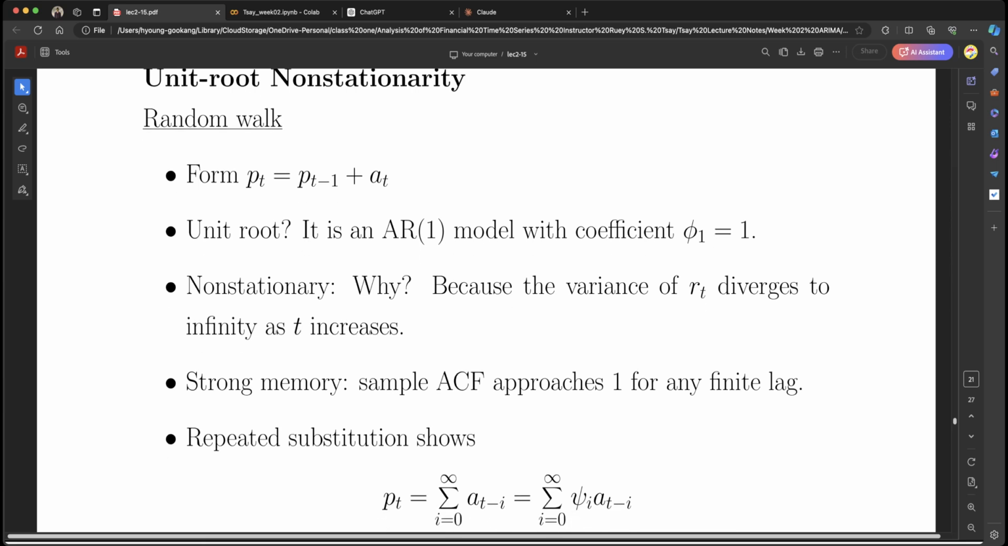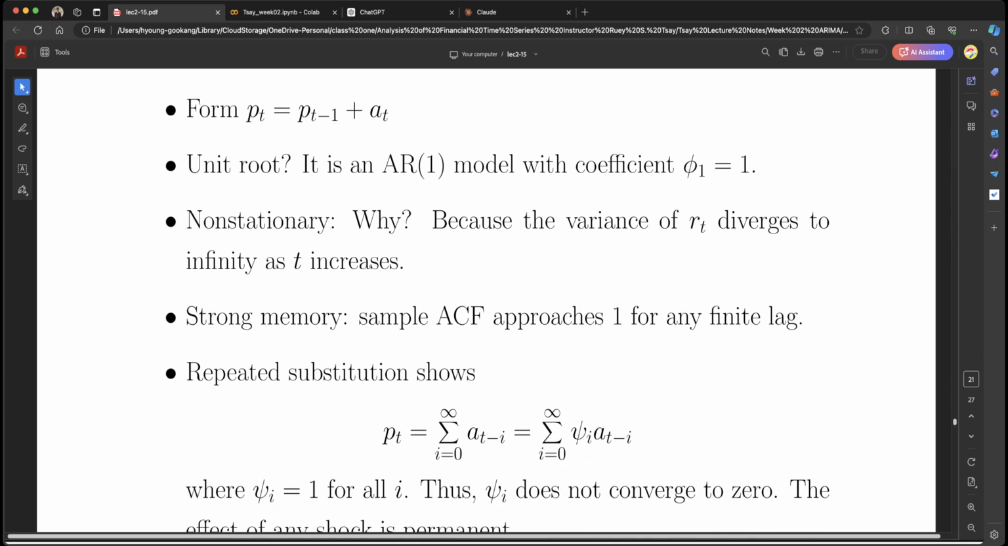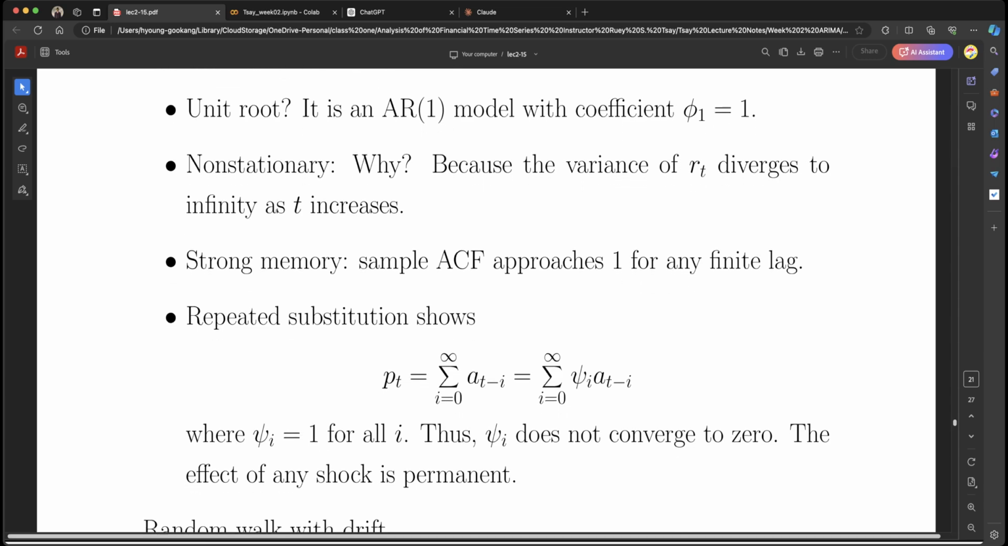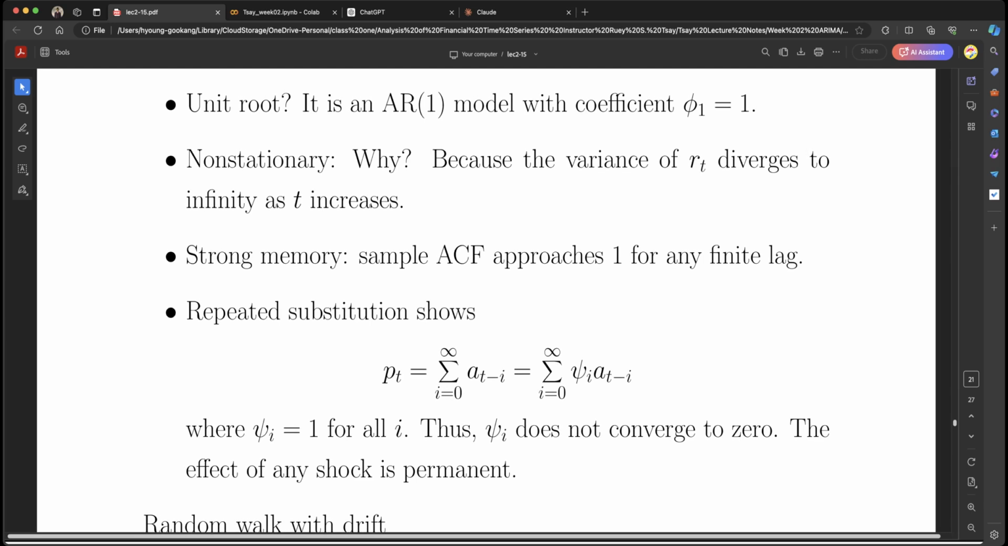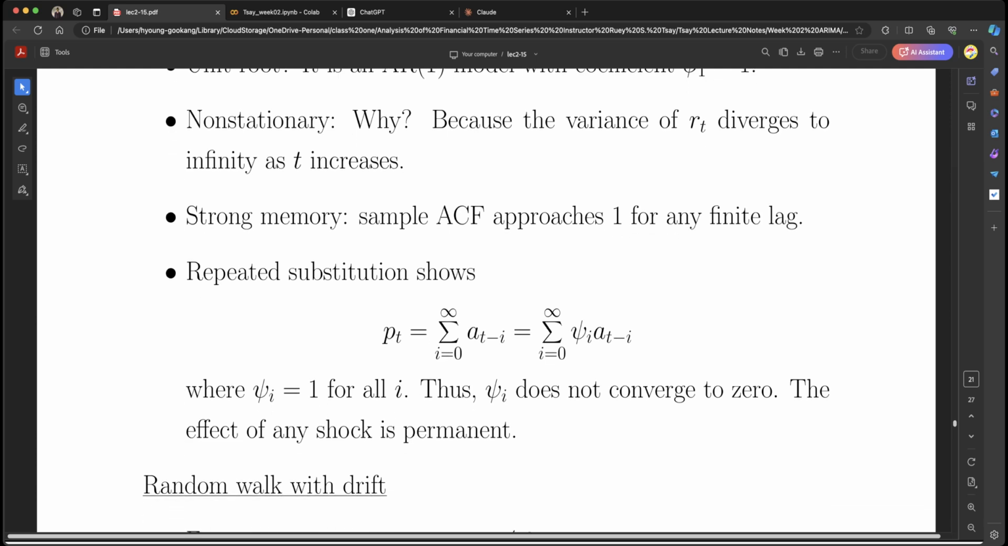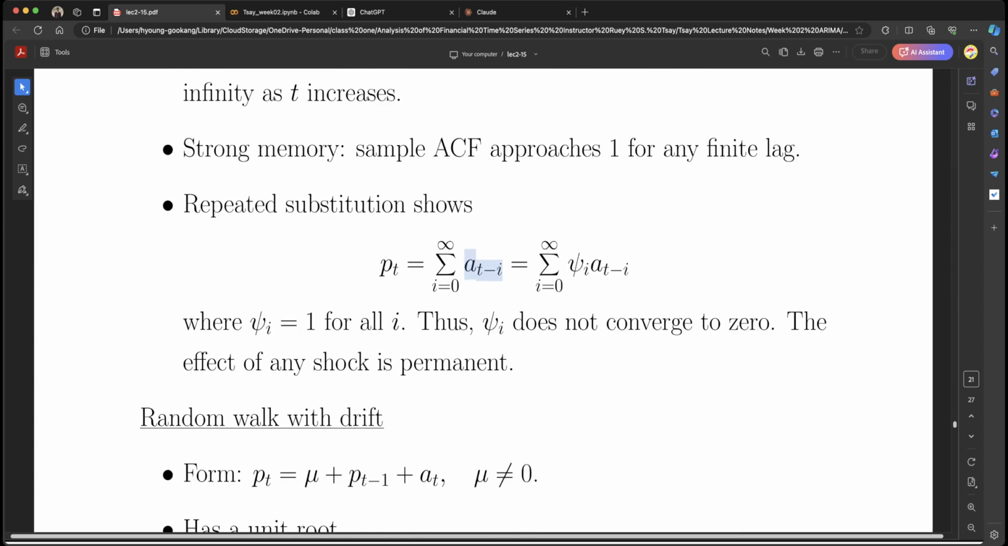So repeated substitution shows that P_t is the sum of the disturbances, where the coefficient is 1 for all i. We keep adding the error term, so it is not surprising that the error variance explodes. As the variance explodes over time, the distribution changes, so we cannot make a reasonable estimation here. Thus, psi does not converge to zero. The effect of any shock is now permanent. Because we are summing, any shock to the process has a permanent effect.